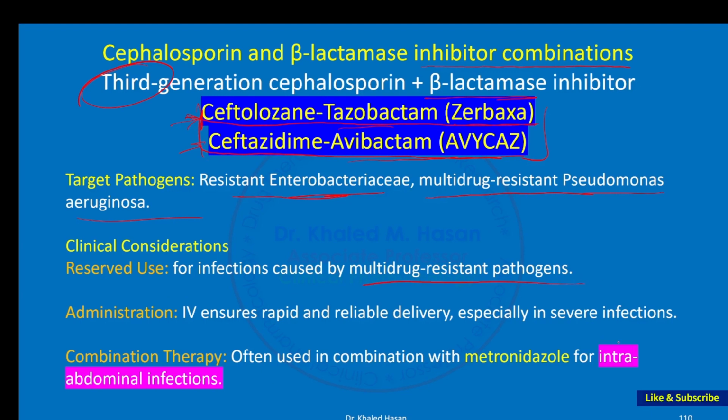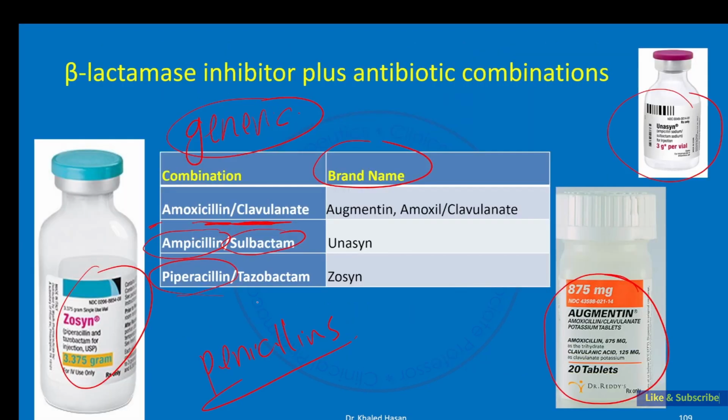For example, if a patient comes to the clinic with intra-abdominal infection, we prescribe Zerbaxa or Avycaz in combination with metronidazole. These medications are given IV, and we reserve them for severe infections. So now we have the first group, if you remember: penicillin and beta-lactamase inhibitors, which are amoxicillin, clavulanic acid, ampicillin, sulbactam, and piperacillin, tazobactam.